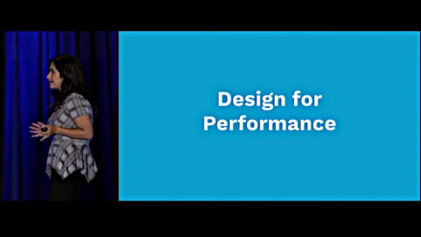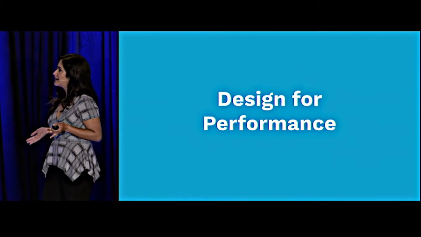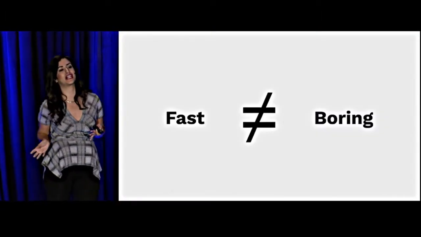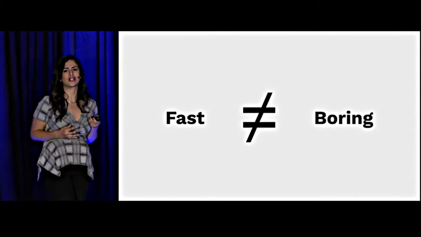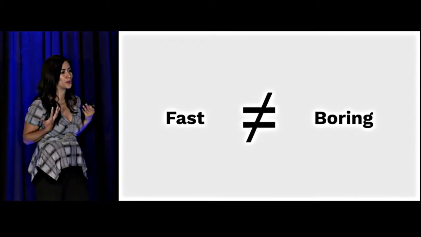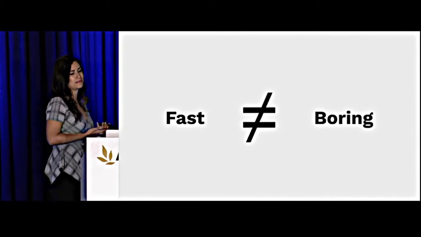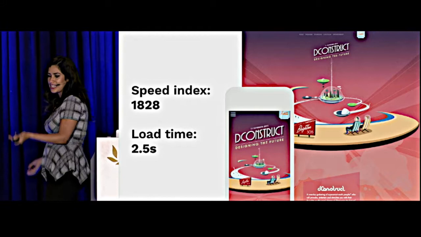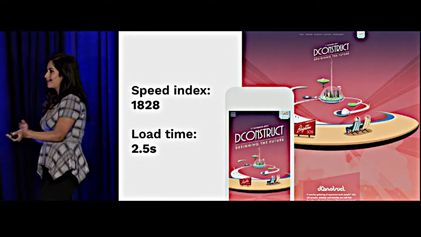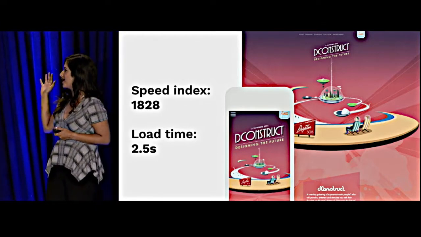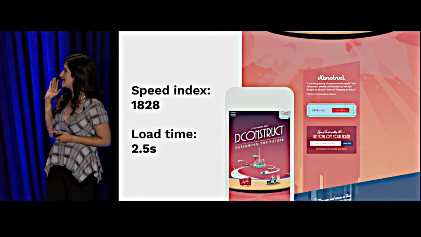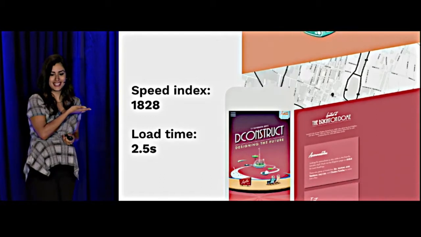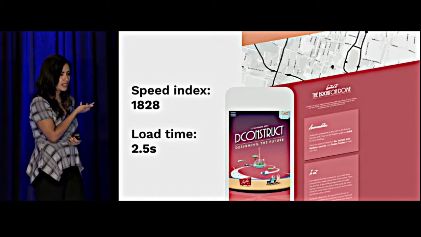The thing about designing for performance is that there's this misconception that creating something fast means that we have to create something that's boring, that we're suddenly going to lose all the personality and the visual quirks of our design if we try to make something fast. But that's not true. I mean, this Deconstruct site from this year, this is beautiful. It is so designed and art-directed and considered, and it's super fast. There's so much personality in here.